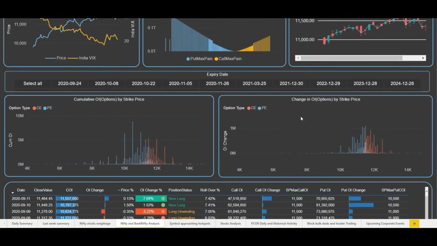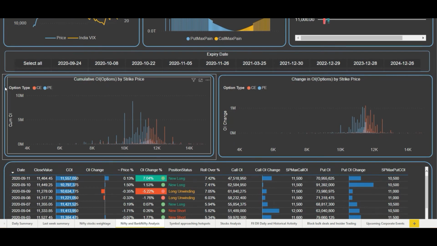Now we will talk about the cumulative open interest of the option chain or the option data. This graph is very important if you are doing option trading, or even if you are following the Nifty trend by using the option chain, right? This is the cumulative open interest of all the expiries on all the strike prices. So this is very valuable information.